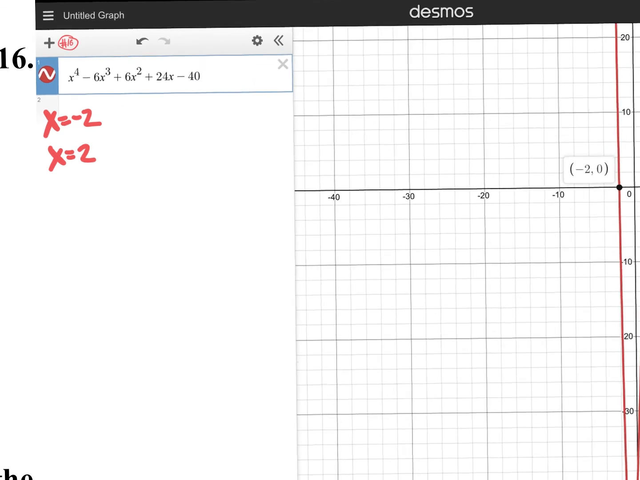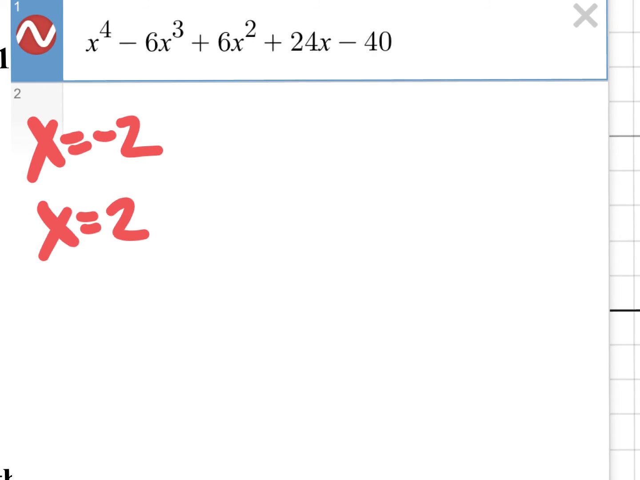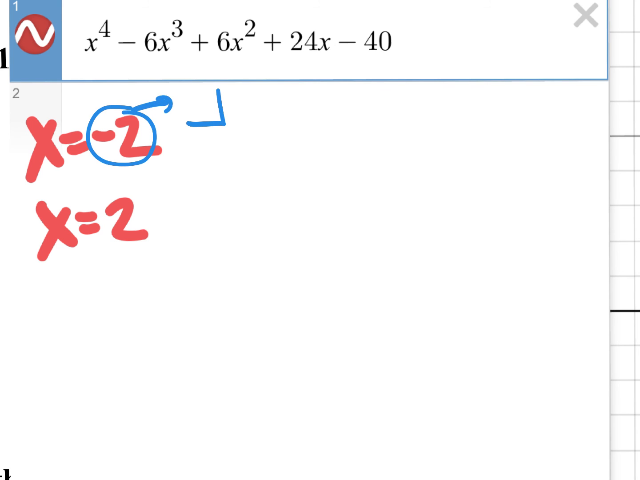We need to take one of these answers and do synthetic substitution. I want to take this guy, put it right in there. You don't change any signs, you just plug it right in because it is an answer. Let's do a list of the coefficients. We have 1 on the x to the 4th, a -6 on the x to the 3rd, a +6 on the x squared, a 24 on the x, and a -40 as the constant.